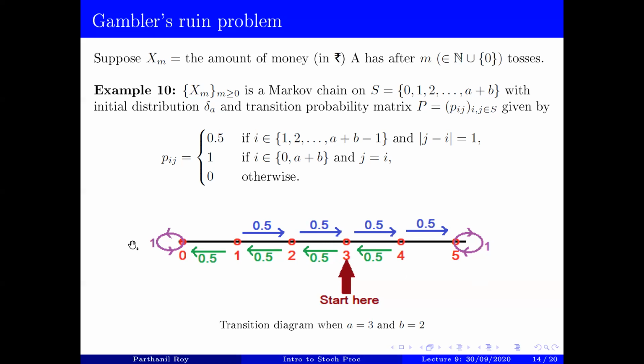On the other hand, if you're at 0 or you are at 5, then one of the gamblers is ruined. In this case, gambler A is ruined, so of course the transition will only happen from 0 to 0 with probability 1. On the other hand, if X_M has reached 5, then gambler B is ruined, and therefore the transition will always happen from 5 to 5 with probability 1. So this is the transition diagram.